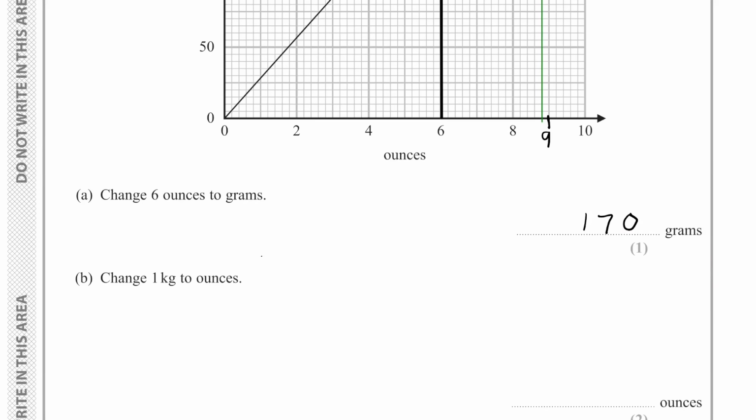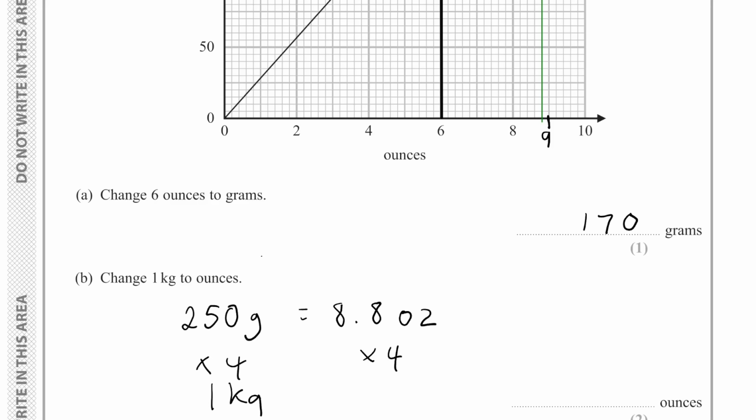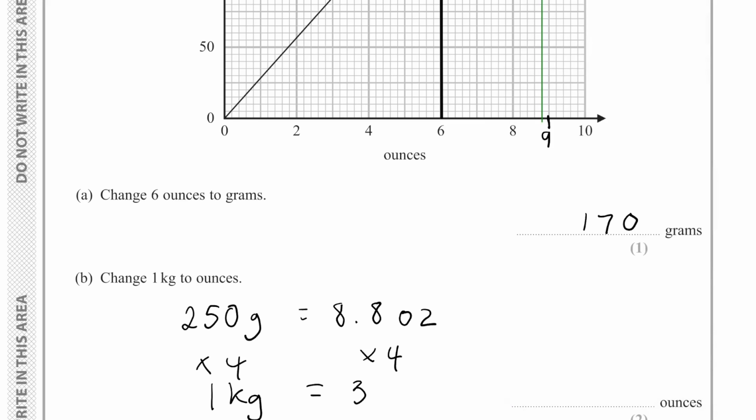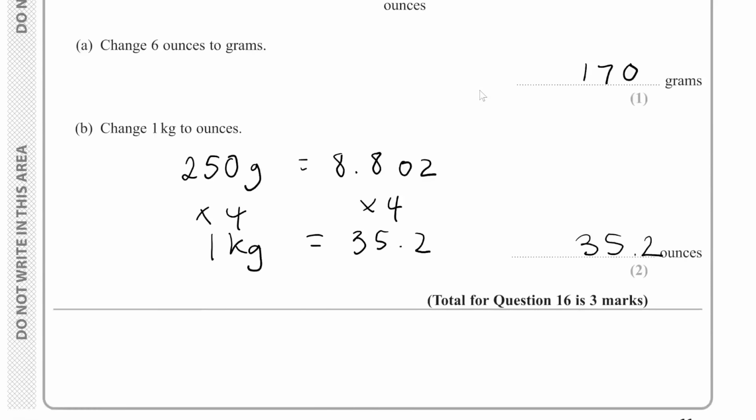So 250 grams is 8.8 ounces. If we times it by 4, 4 lots of 250 grams makes a kilogram. So 8.8 times 4, 35.2. 35.2 ounces. And that's going to be our answer.